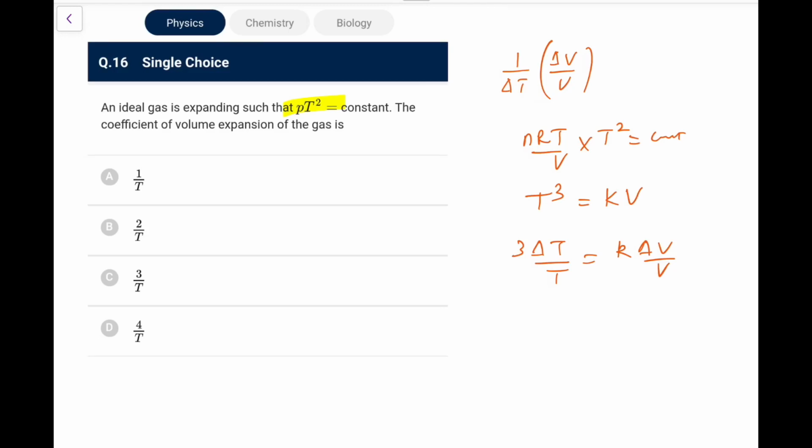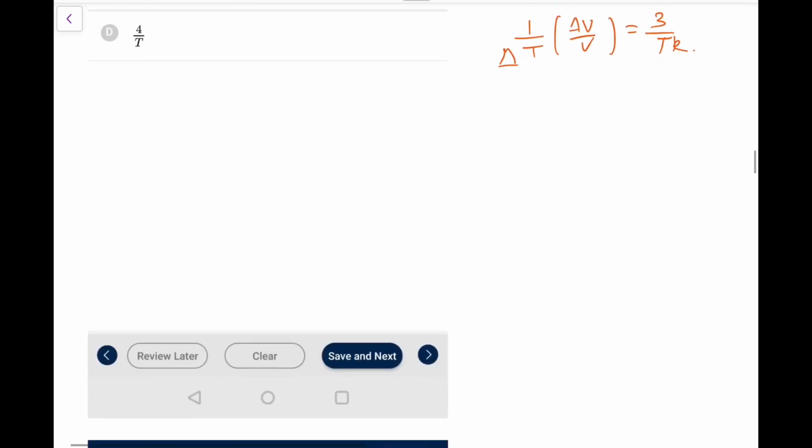So what we have, this delta V by V, or 1 upon T into delta V by V, is going to be proportional to 1 upon delta T upon delta V by V, sorry, that is going to be proportional to 3 by T. So it is proportional to 3 by T, go for option C in this particular case.